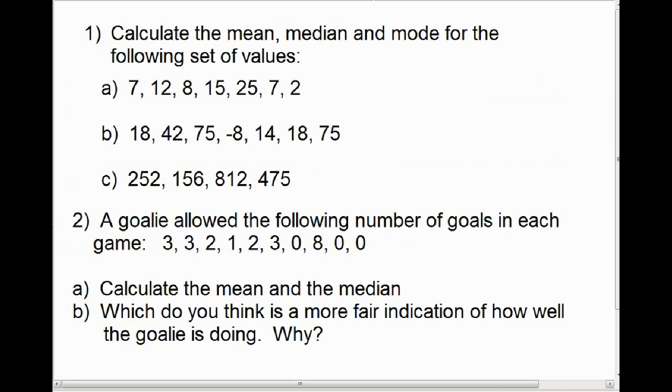So to finish off our lesson on mean, median, and mode, I'm going to ask you to do a couple of things here. For question number 1, for each one of those 3 questions there, calculate the mean, the median, and the mode for each one of those sets of values. Question number 2, what I'm going to ask you to do is calculate the average number of goals this goalie allows in each game. So there we have the results of how many goals the goalie allowed for each game. So first calculate the mean and then get the median. And then answer the question, which do you think is a more fair indication of how well the goalie is doing and why? If you're able to do that, congratulations, you now have a firm understanding of mean, median, and mode.